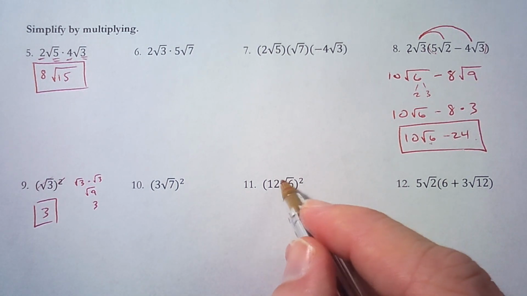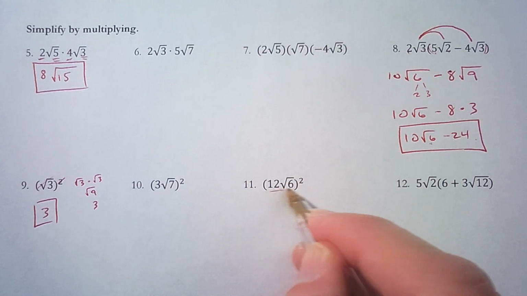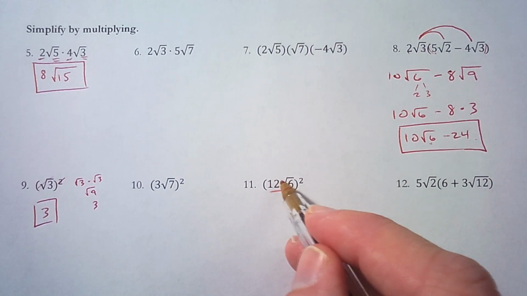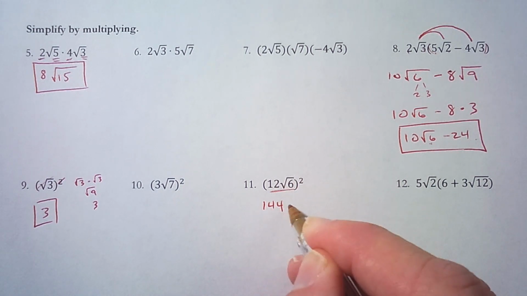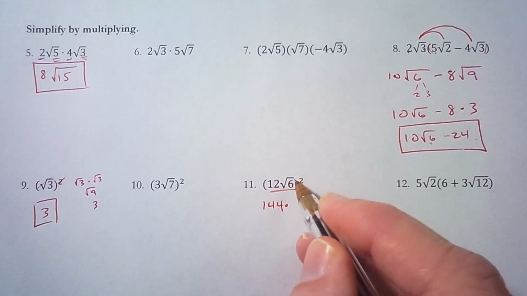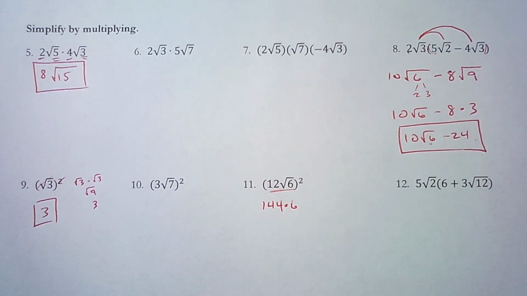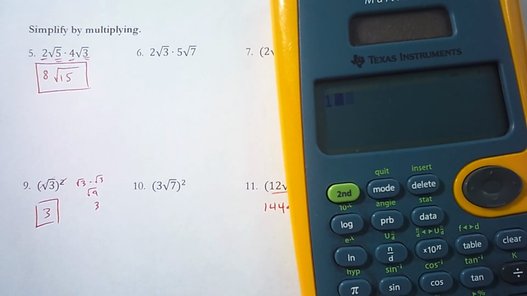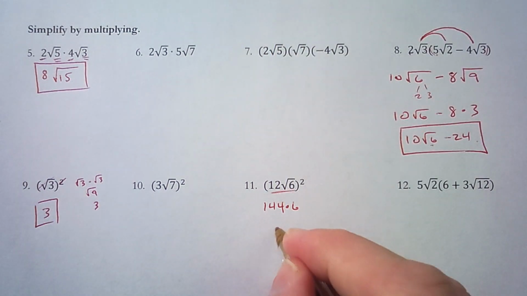So what I can do is square every factor inside of here. Now, this is only one single term because there's not a plus or a minus here. If there was a plus or a minus, that would change things. But since there's not, I can just square both parts. 12 squared is 144 times the square root of 6 squared is 6. So I have 144 times 6. Okay, so we'll bring in a calculator for that. 144 times 6 is 864.